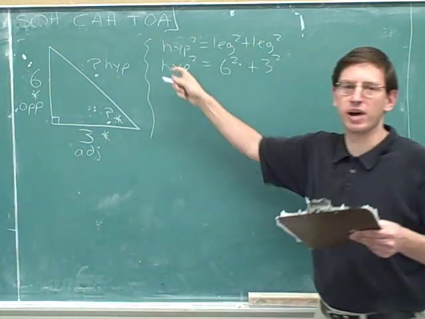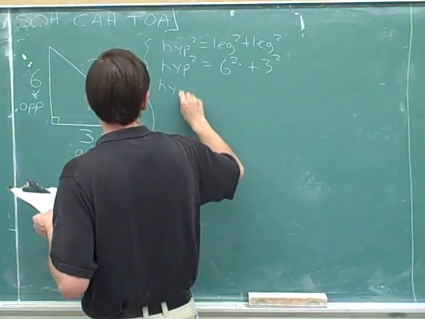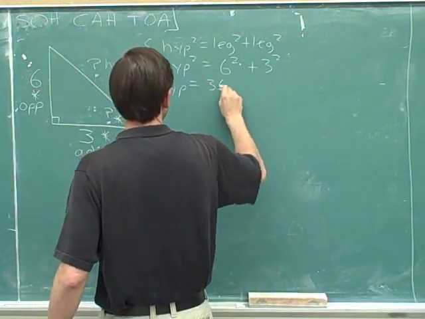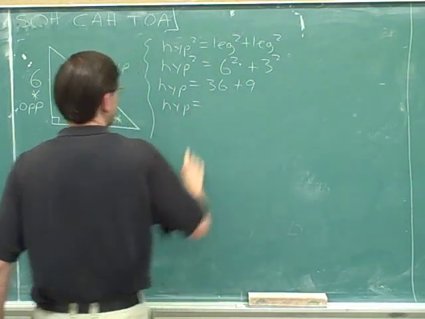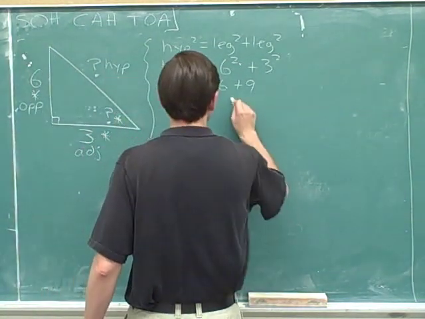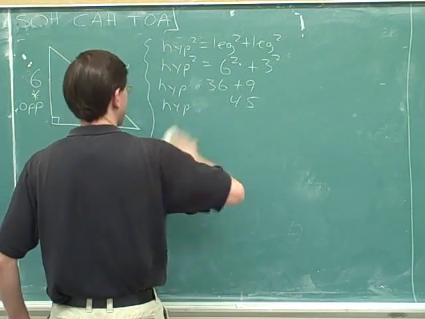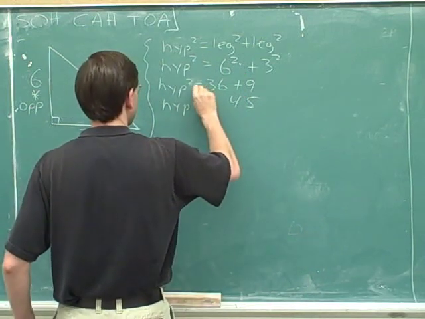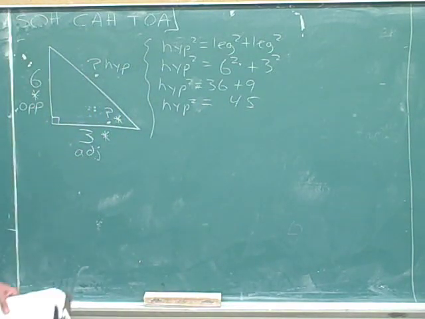Don't forget that we're squaring the hypotenuse on the left-hand side. 6 squared is 36. 3 squared is 9. 36 plus 9 is 45. Oh, I'm getting really sloppy here. I keep forgetting that we're squaring the hypotenuse. All right, so we have the hypotenuse squared equals 45.